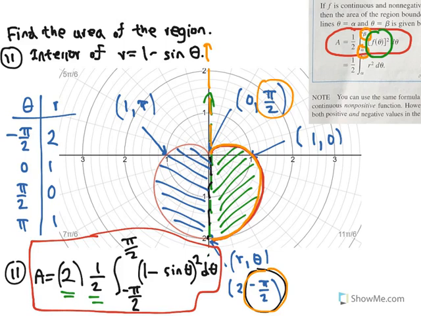How would you evaluate the integral? You would have to use FOIL to multiply the integrand, 1 minus sine theta times 1 minus sine theta, and then you will have to use a power reducing formula. But you can go ahead and do that on your own, and now we're going to move on to our second example.